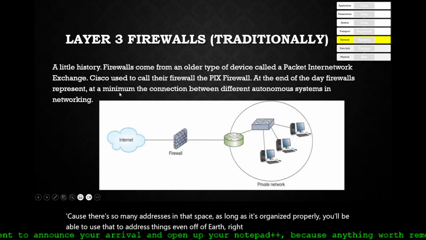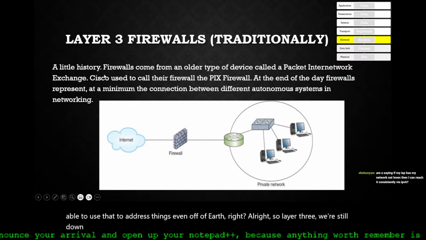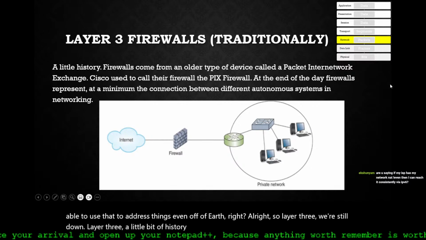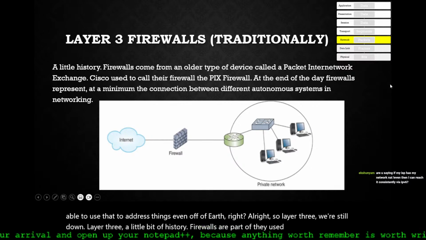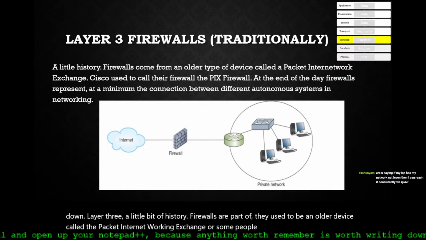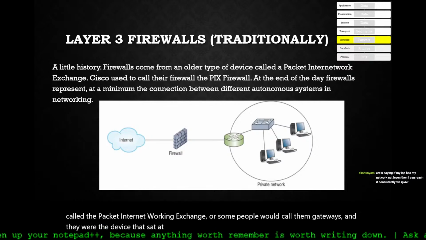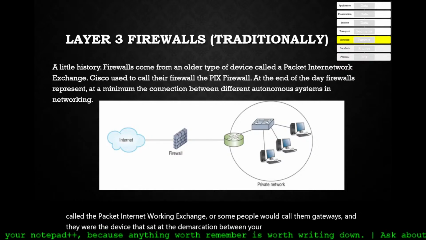All right. So, layer 3, we're still down at layer 3. A little bit of history. Firewalls used to be an older device called a packet internetworking exchange, or some people would call them gateways. They were the device that sat at the demarcation between your network and another network.